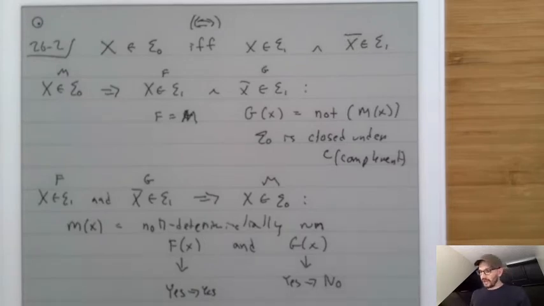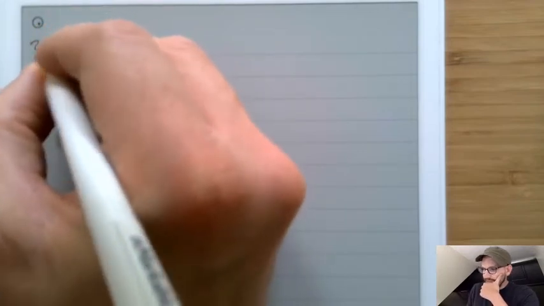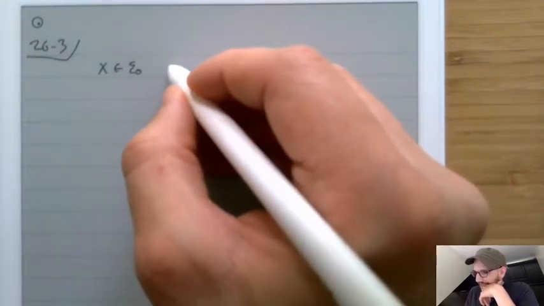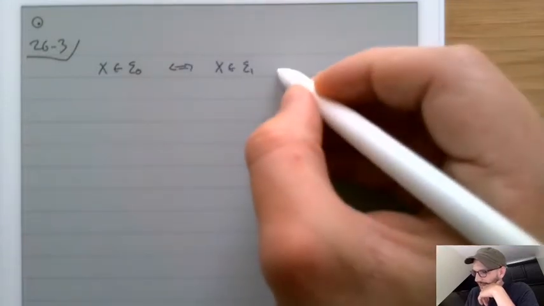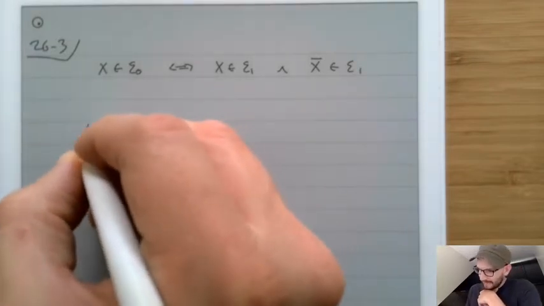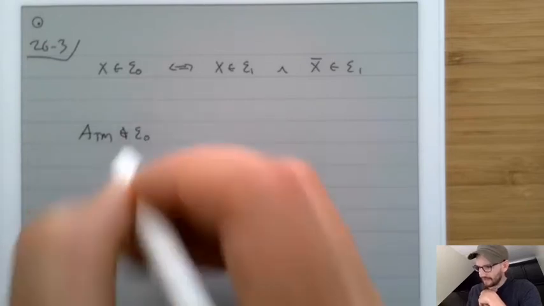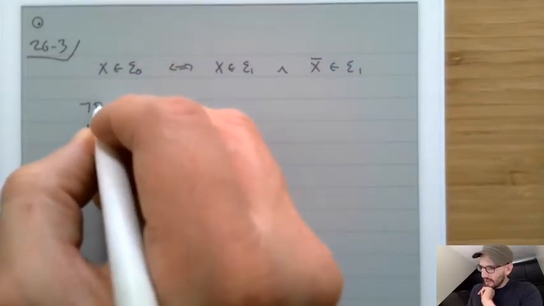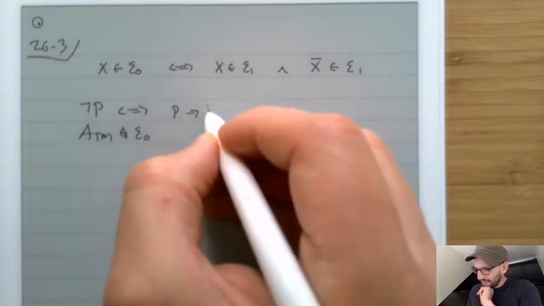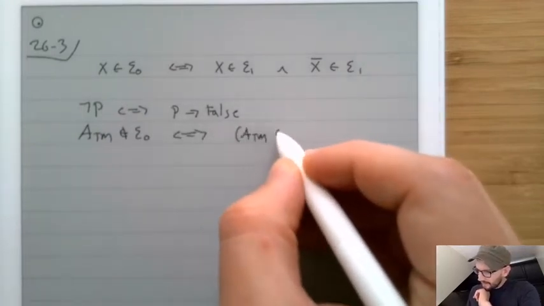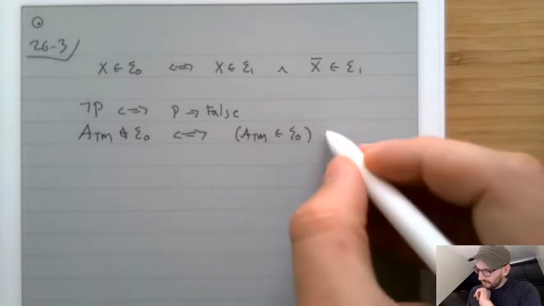So we know that it is equivalent to say x is inside of sigma 0 as it is to say x is inside of sigma 1 and not x is inside of sigma 1. Those two things are equivalent things to say. Well, we already know that ATM is not inside of sigma 0. What does it mean to say that something is not? In general, anytime you write not P, what you really mean is that P implies false. So this is equivalent to saying ATM inside of sigma 0 implies false.